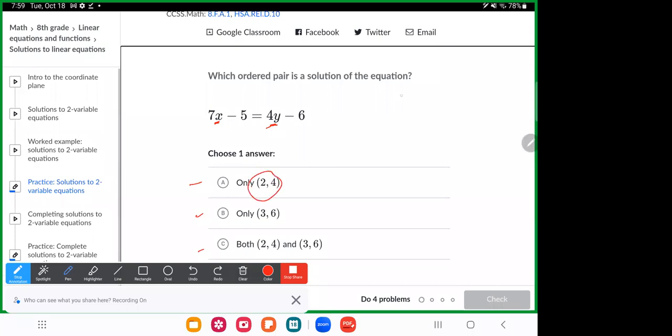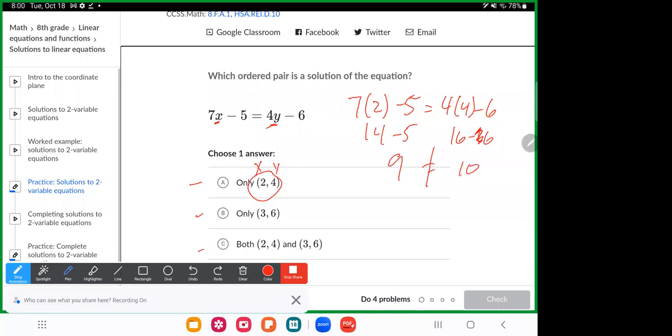So 2, 4, we're gonna go ahead and we're gonna substitute 2 in for x, 4 in for y. Watch and learn. 7 times 2 minus 5 equals 4 times 4 minus 6. 14 minus 5, 16 minus 6. Uh-oh, that's 9. And 16 minus 6 is 10. And 9 is not equal to 10, so 2, 4 is not a solution.